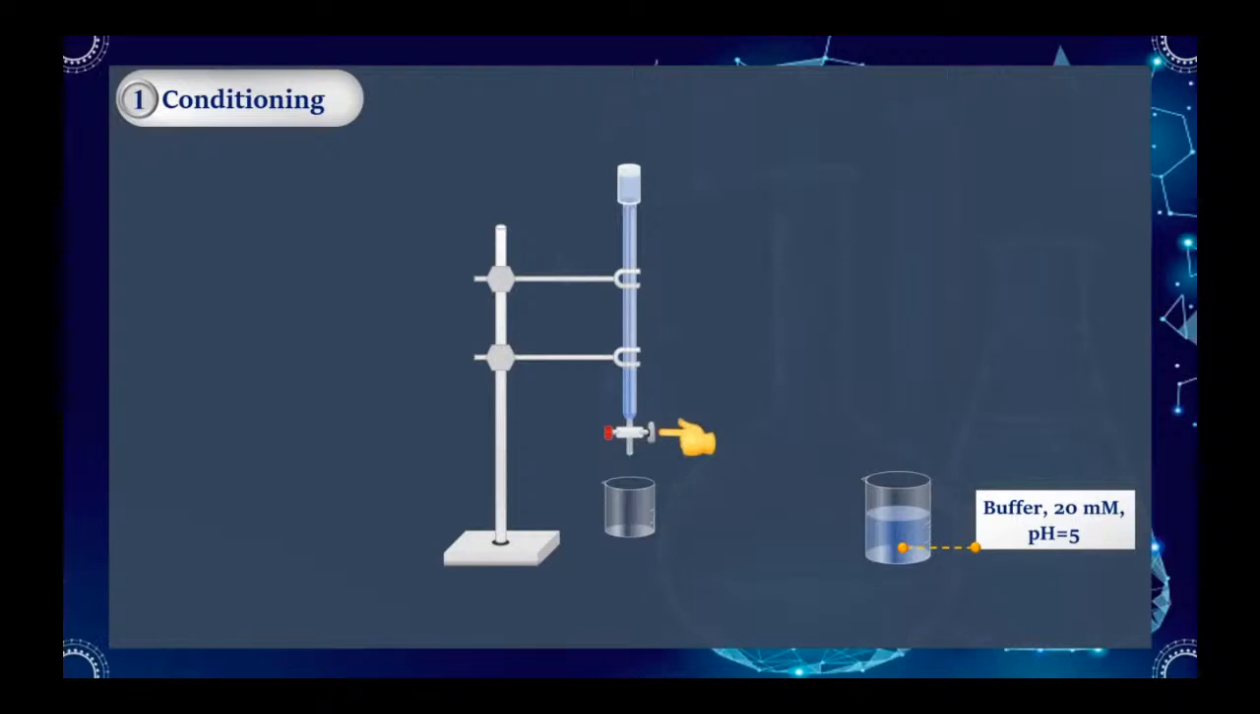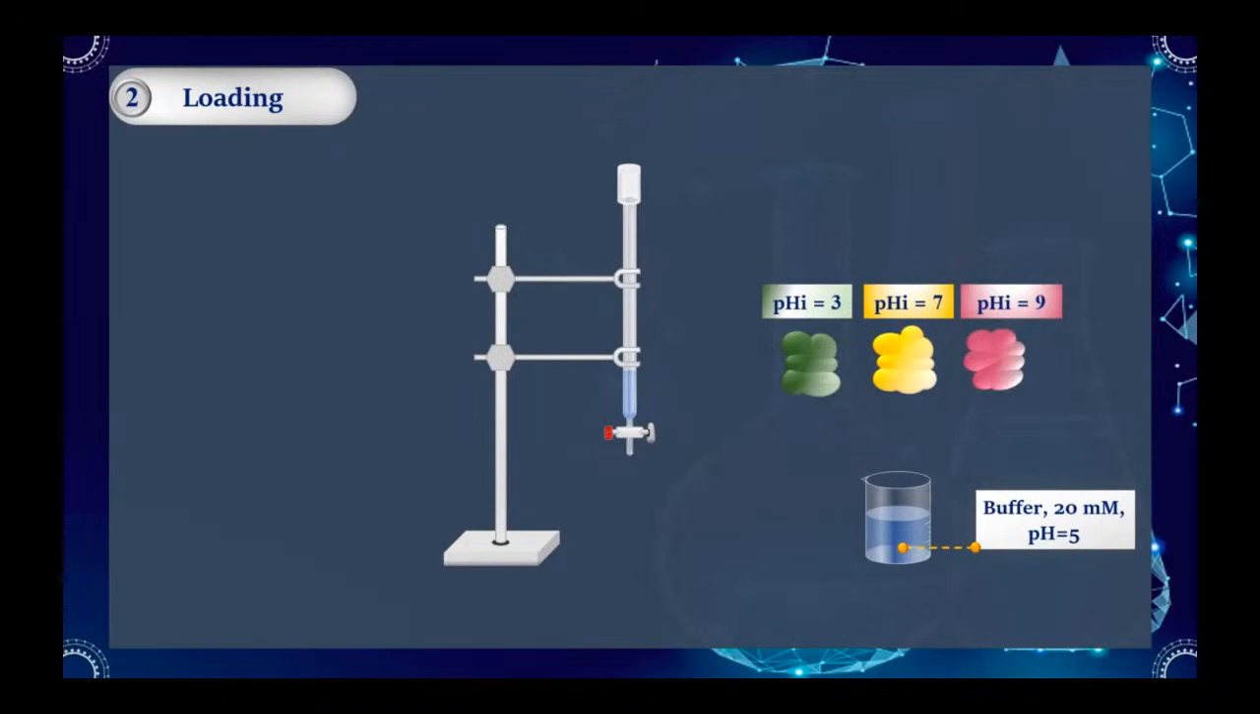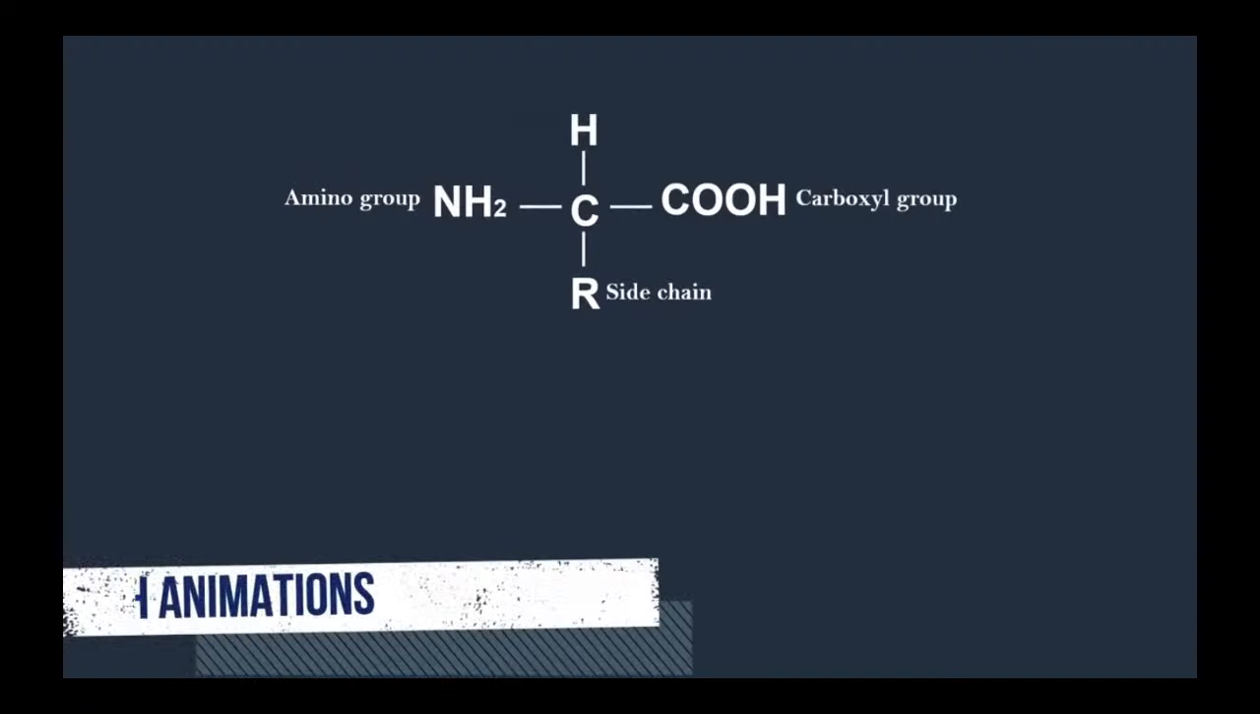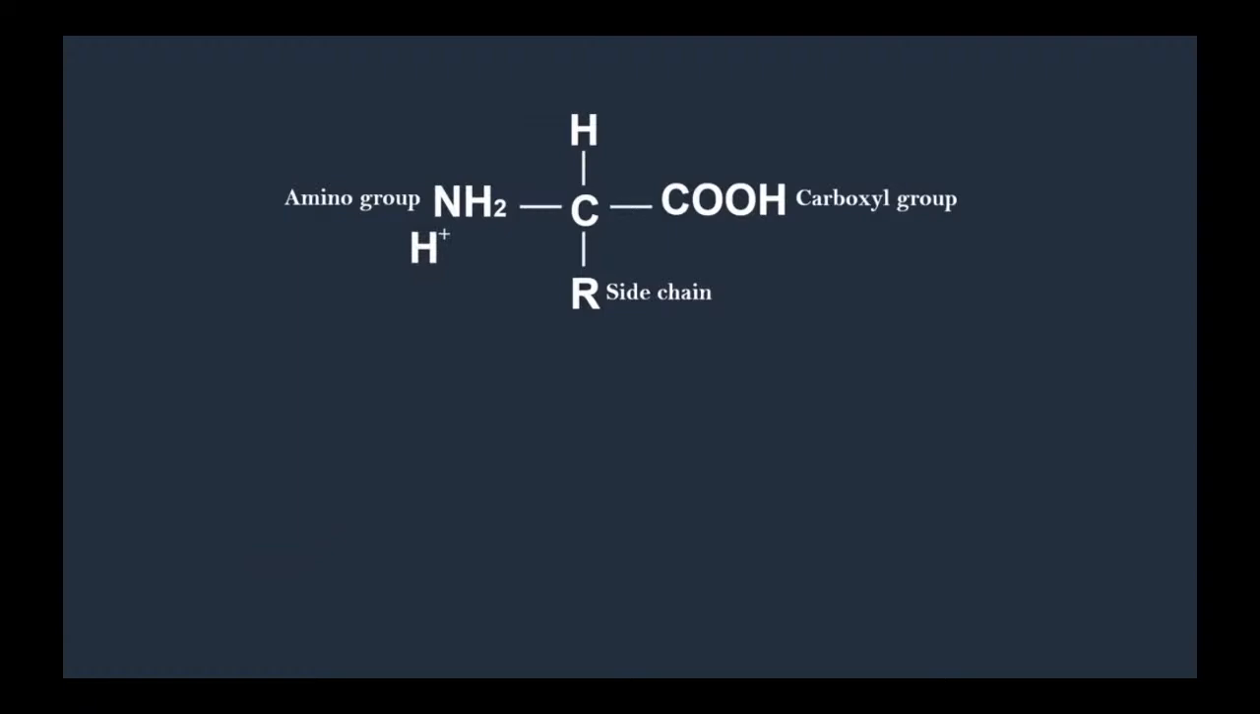When the column is equilibrated, the second step is sample application. Depending on the pH of their environment, proteins may carry a net positive charge, a net negative charge, or no charge. This net charge can be determined by comparing the pI of each protein with the pH of the buffer. Proteins are large biomolecules, consisting of one or more long chains of amino acid residues. Amino acids are organic compounds that contain amine and carboxyl functional groups, along with a side chain specific to each amino acid. Depending on the pH of their environment, the amino group can be protonated and become positively charged. The carboxyl group can be deprotonated and become negatively charged. And the side chain of some amino acids can become positively or negatively charged due to the gain or loss of protons. So, the net charge on the molecule can be positive, neutral, or negative.